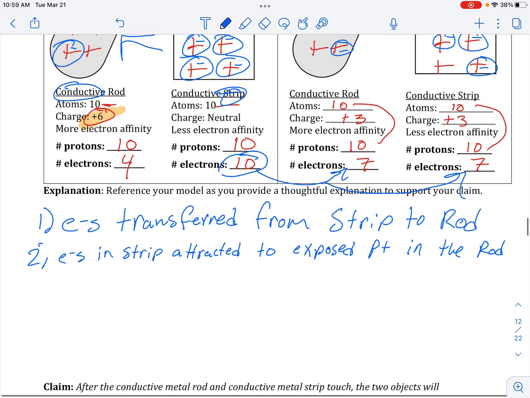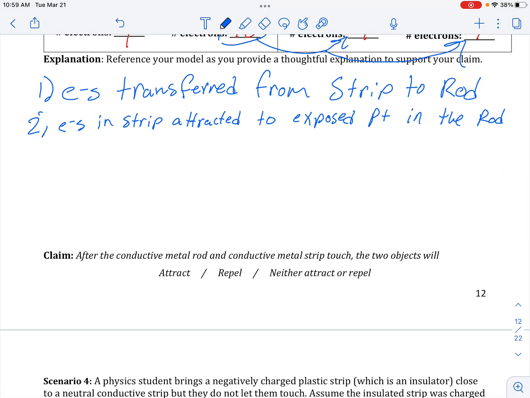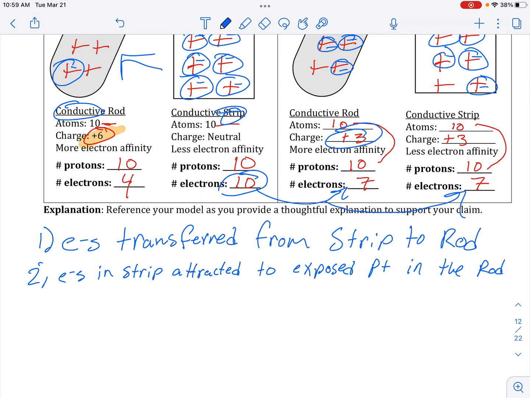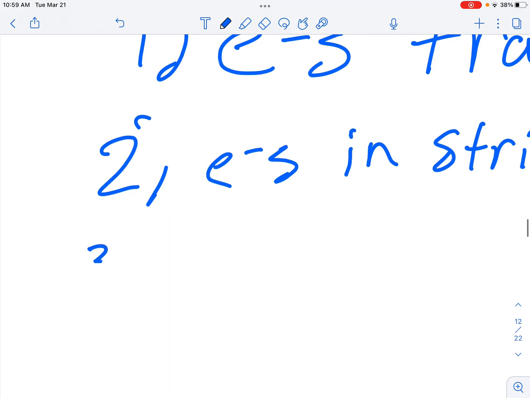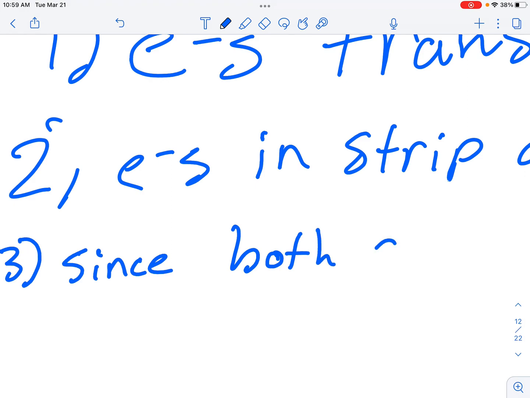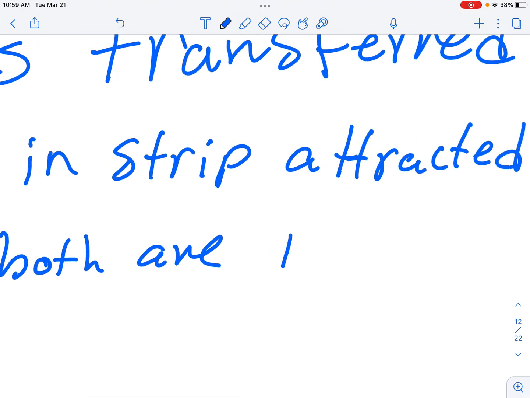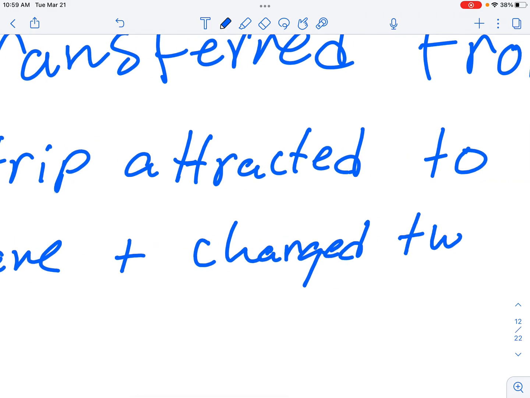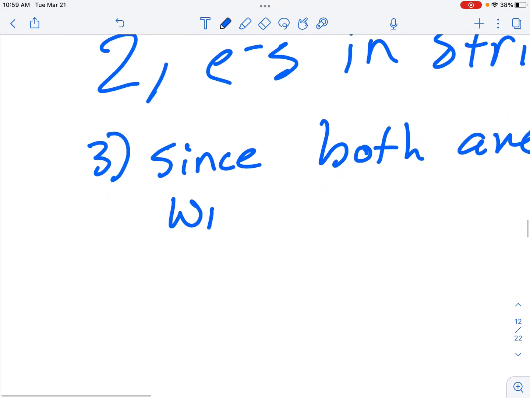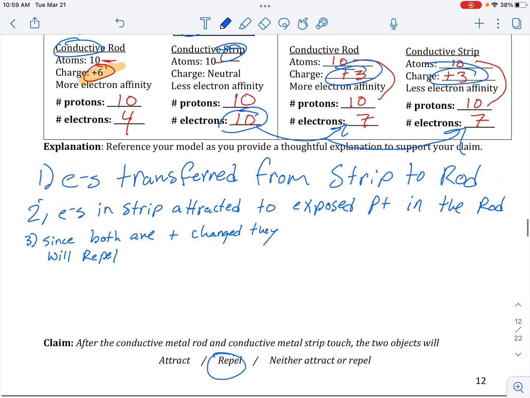There we go. Now we just need to answer the claim. The claim is after the conductive metal rod and strip touch, the two objects will, in this case, because they are both positively charged, they're going to repel each other because likes repel. So since both are positively charged, they will repel. And there you go. That is the solution to the question on page 12.